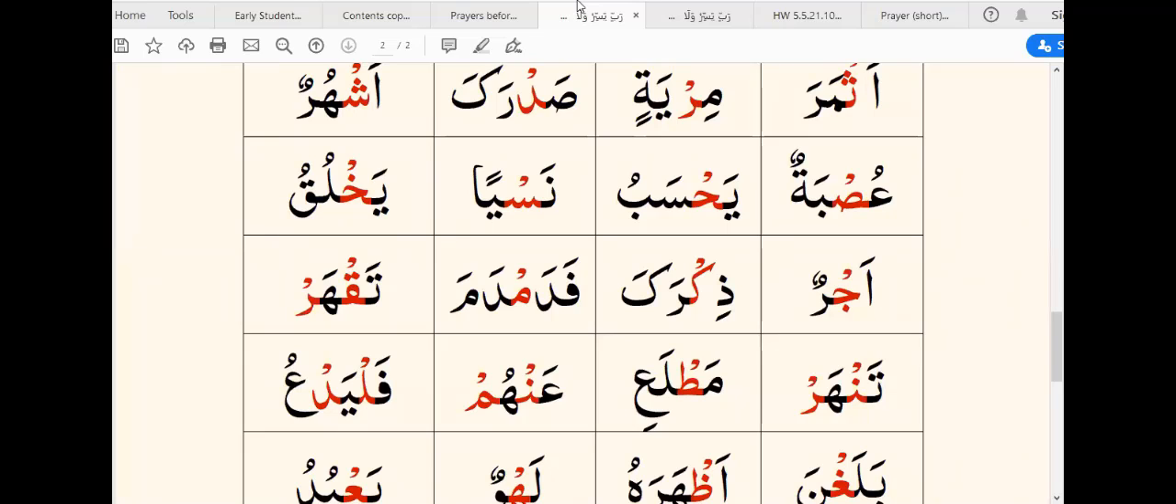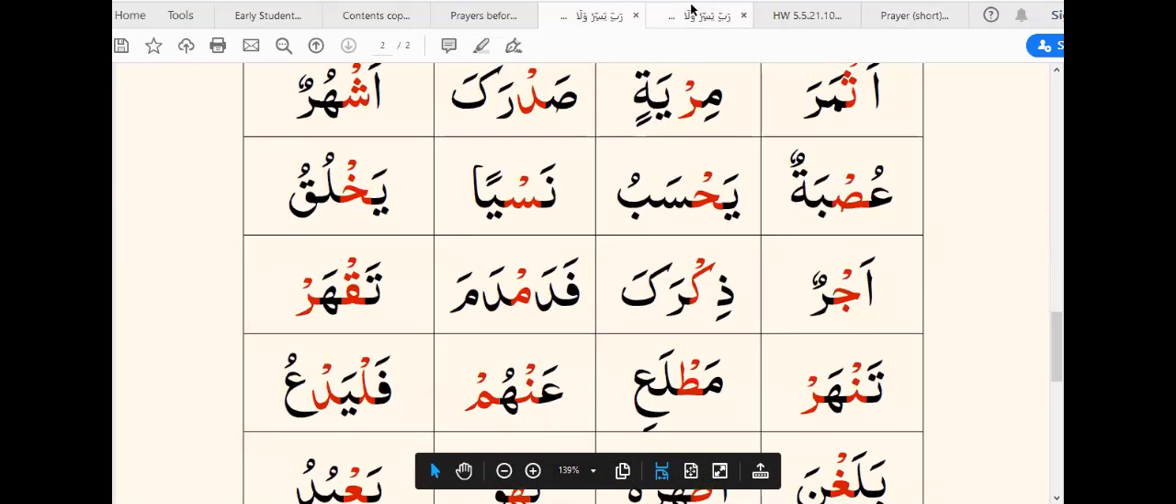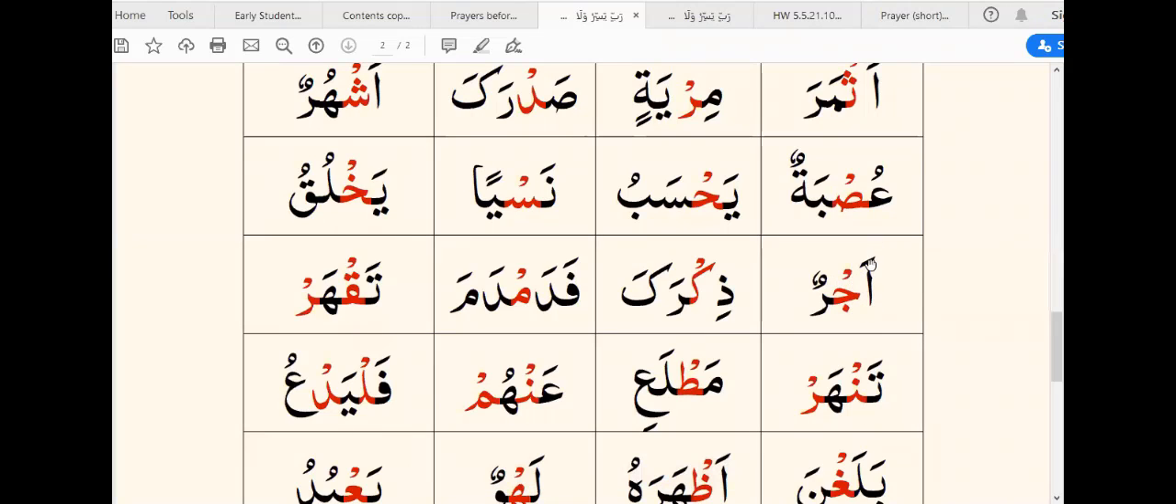So we're going to do the next line over here now. As you can see, letter Jim has sukoon on top of it, and letter Alif has a fatha. So we're going to join the two. Ajrun. Well done.